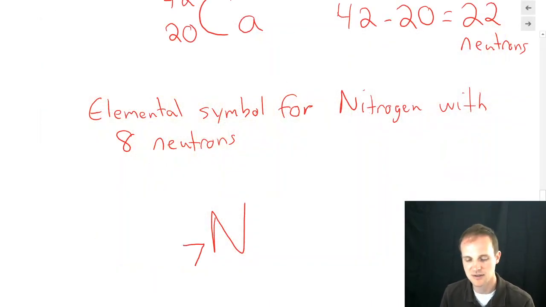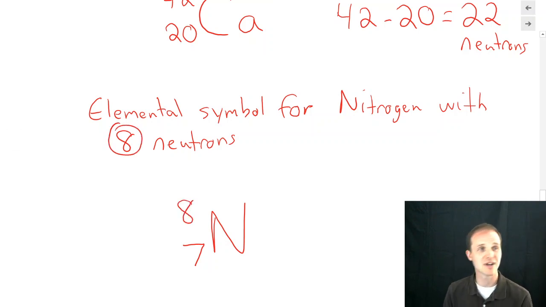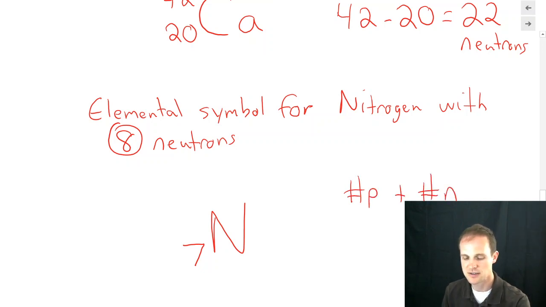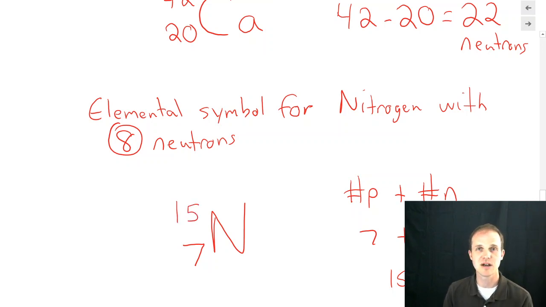You're right, it goes on the bottom. Now, I've got 8 neutrons, so it's tempting just to put an 8 up there, but that is not correct. Because remember, what goes up there is not the number of neutrons, but the number of protons plus the number of neutrons. And we know we have 7 protons, and we know we have 8 neutrons because someone told us, for a total of 15. So I'm going to put a 15 up there. And how would we say that out loud? We'd call it nitrogen 15.